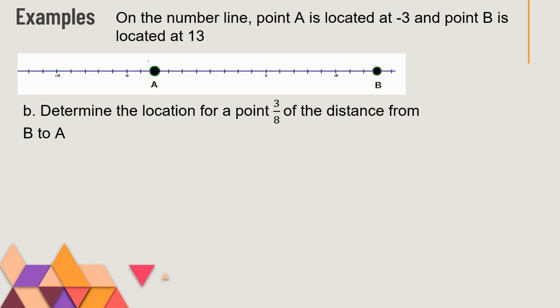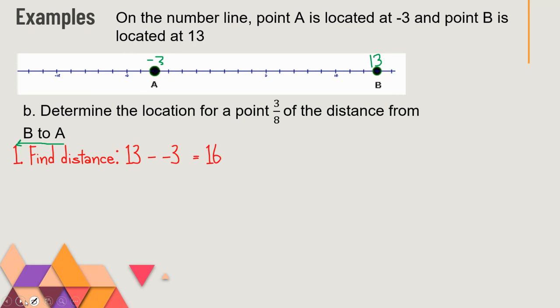All right, again, we're at -3 and 13, and it says we want 3/8 of the distance from B to A. So let's go step by step. Find the distance. Again, 13 minus -3 is 16.